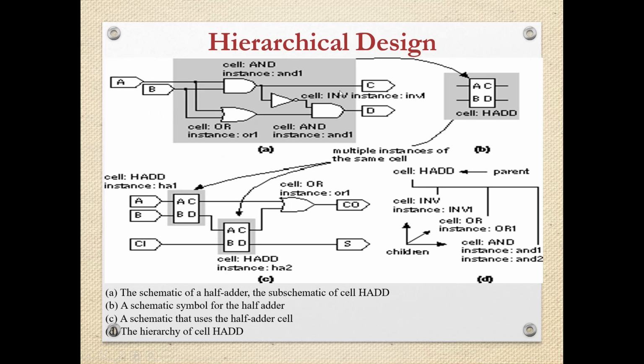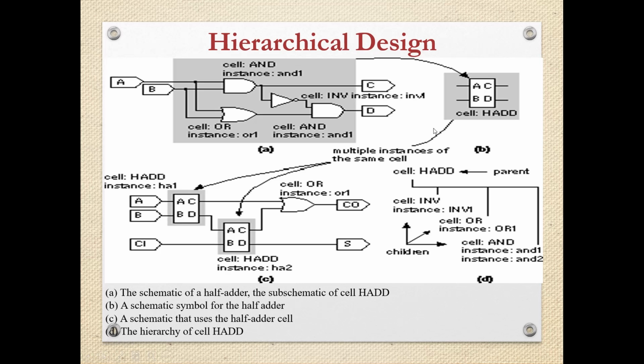Now this particular adder circuit, instead of drawing all the details of this adder circuit every time, will be converted into some symbol that is called the schematic symbol. So this half adder circuit, which is shown here in the B part of the diagram, is shown as a symbol for the half adder. As we previously discussed, it has the inputs A and B and the outputs C and D. So this is one rectangular block which has two inputs A and B and two outputs C and D, and the cell name for this particular block is HADD, that is half adder.